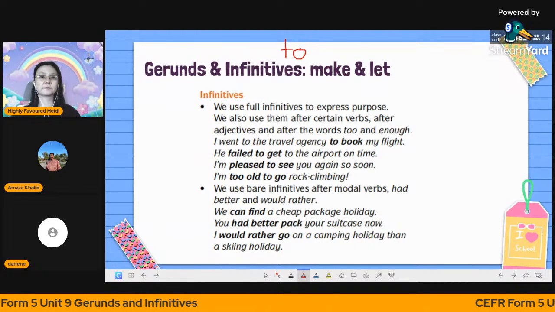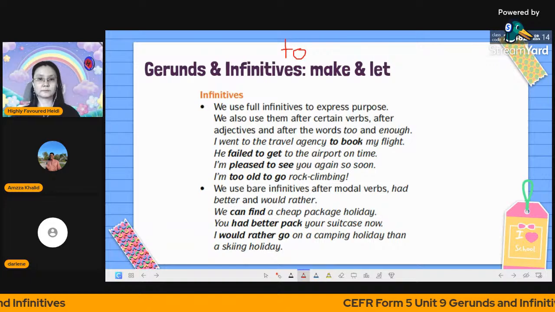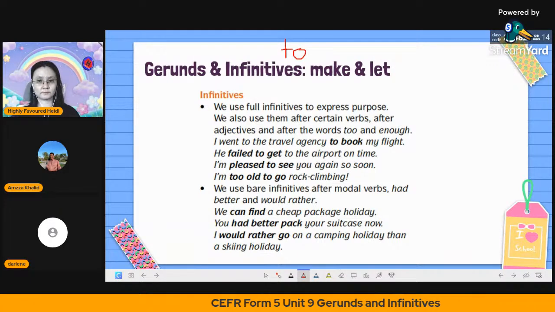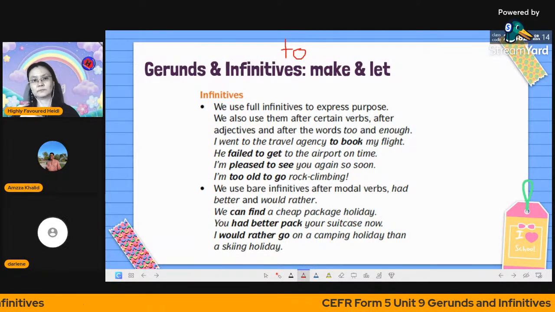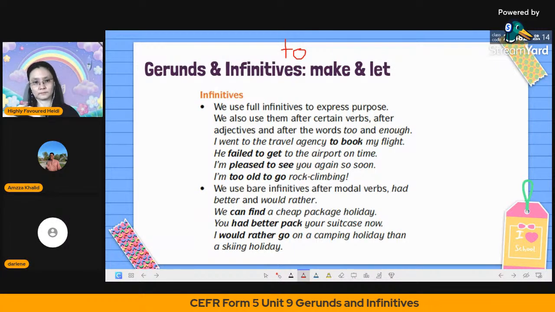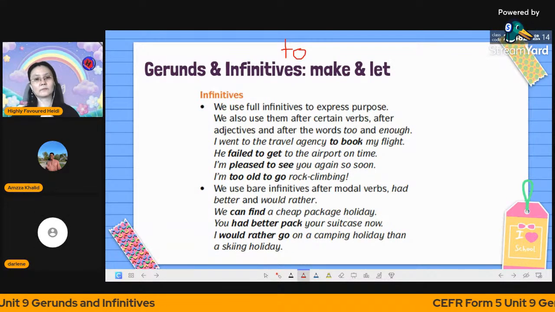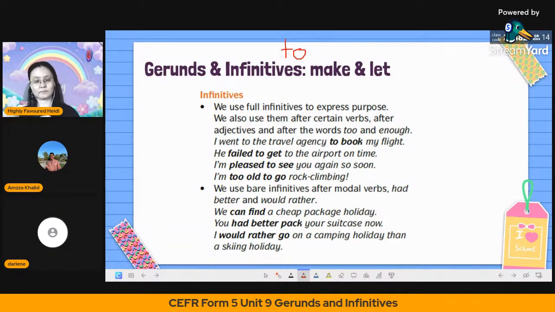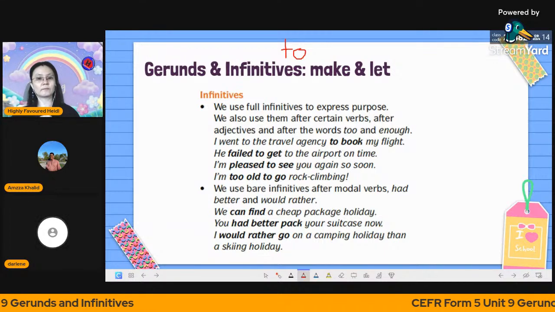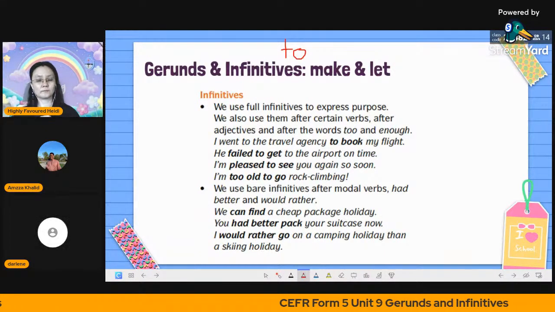Infinitives. We use full infinitives to express purpose. We also use them after certain verbs, after adjectives, and after the words too and enough. I went to the travel agencies to book my flight. He failed to get to the airport on time. I'm pleased to see you again so soon. I'm too old to go rock climbing. We use bare infinitives after modal verbs, had better and would rather. We can find a cheap package holiday. You had better pack your suitcase now. I would rather go on a camping holiday than a skiing holiday.